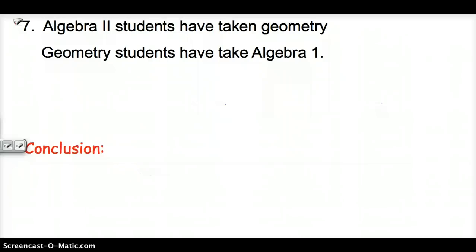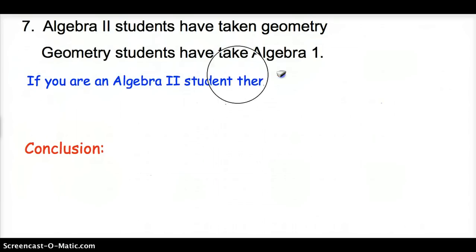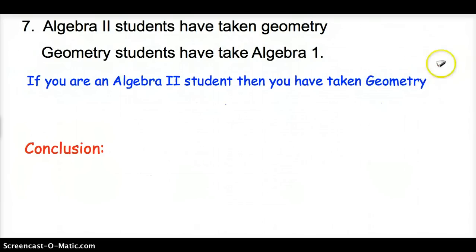Okay, so number 7 says, Algebra 2 students have taken geometry, and geometry students have taken Algebra 1. The first thing I strongly suggest is you need conditional statements. Those are if-then statements. And maybe in this example you can see what the if-then statement is, and you don't need to use the magical words if and then. But for that first one, if you are an Algebra 2 student, then you have taken geometry. So I'm rewriting it so that I have my magical if-then statement there. Okay, so I can see that this is my P and this is my Q.